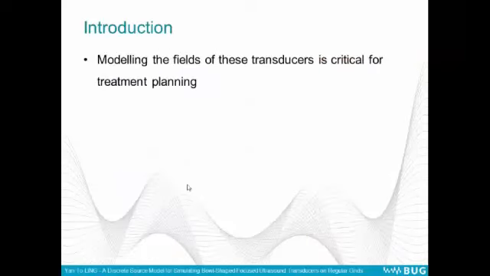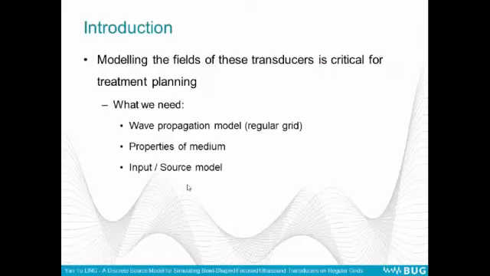Modeling the fields of these transducers is critical for treatment planning. There are three things we need for the model. The first one is a wave propagation model, which is quite well defined. Usually a full wave model is based on a regular Cartesian grid. The second thing is the properties of the medium, which we can obtain from CT scans. And the third thing would be the input or source model.